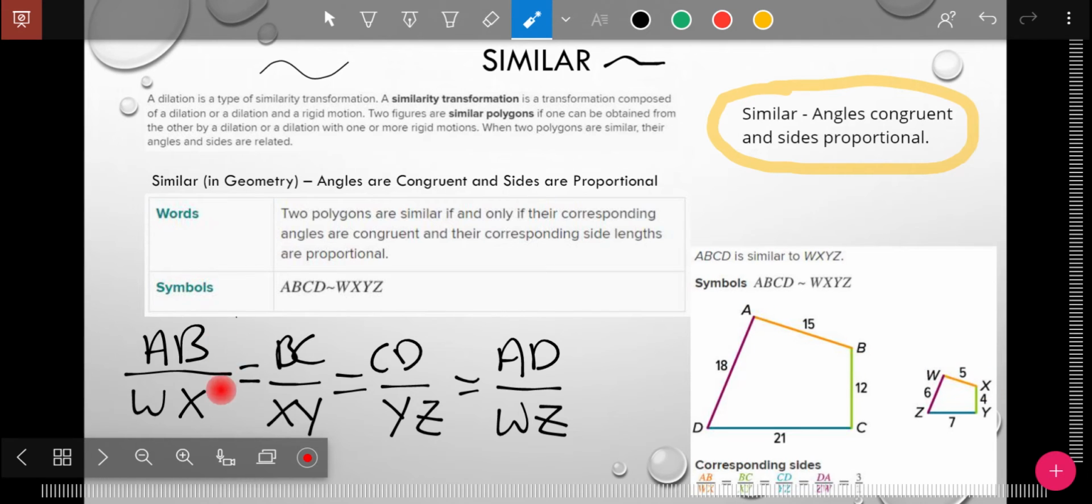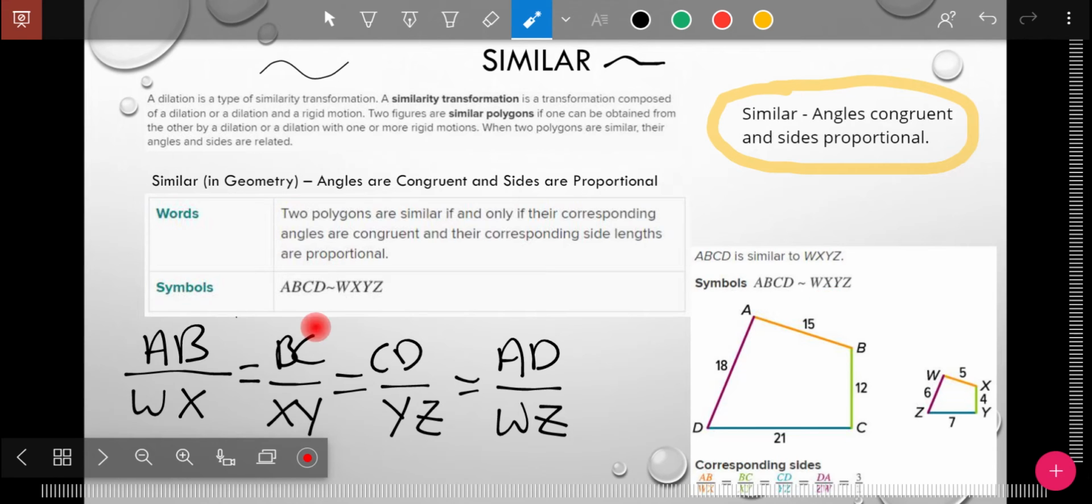Now, it doesn't really matter whether AB is on top or WX is on top. You can have either one on top. The thing that matters is if you put AB on bottom, then all the bottoms have to be your ABCDs, and all your tops have to be your WXYZs. You have to stay consistent. And so I put WX on bottom, so I'm going to put my WXYZs on bottom the whole time, my ABCDs on top the whole time.